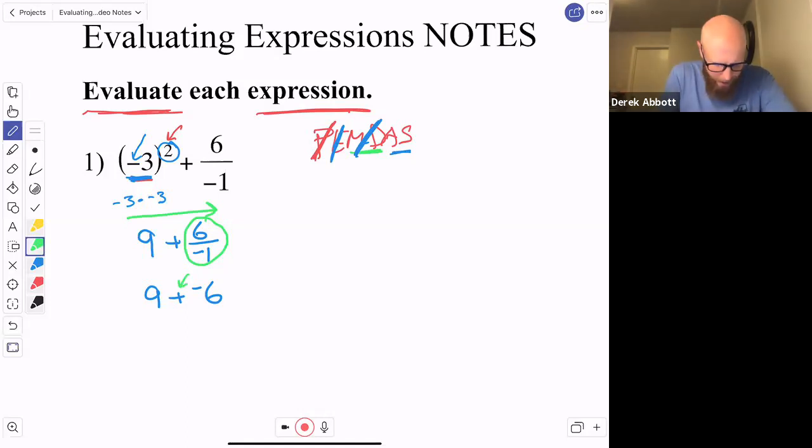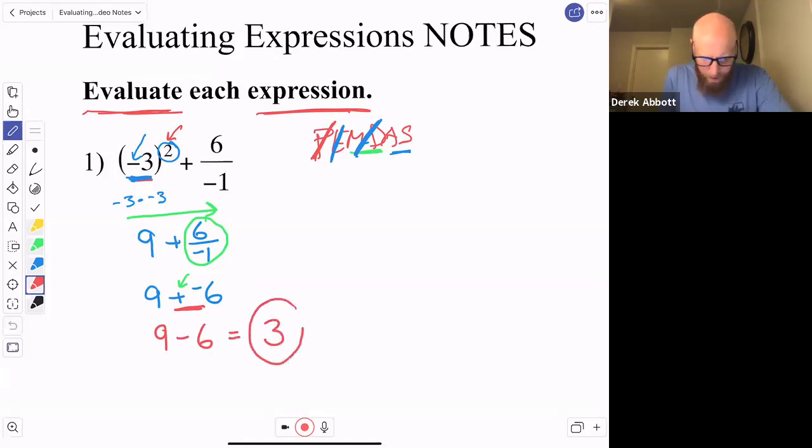So we're going to take care of that. Now, here's what I like to do. Negative plus a negative is the same thing as subtracting. So let's just rewrite this as 9 minus 6. And if I take 9 minus 6, I get 3. So there is the full evaluation of that first problem.